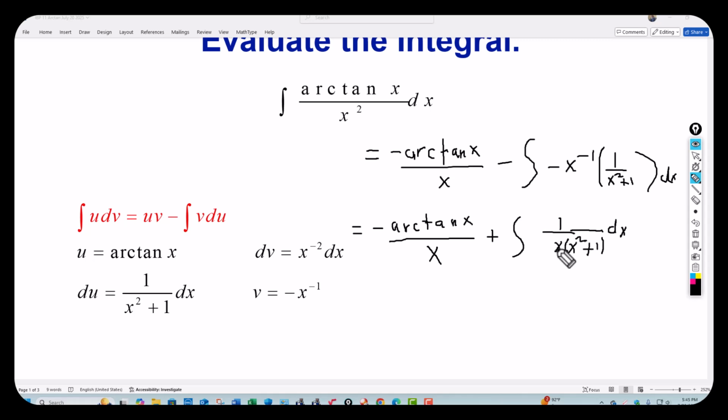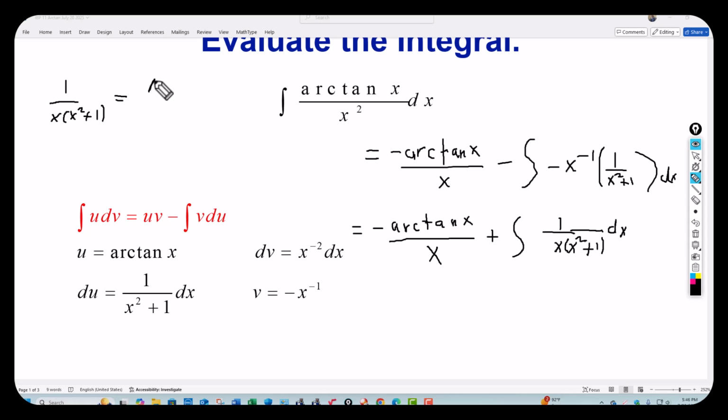So we got 1 over x and multiply by x squared plus 1. So it's a rational expression. So we look at partial fractions here. So let me take this out over here. It's going to be 1 over x. So I'm going to try partial fractions. And this is not too bad here. We have one linear factor, not repeated, and one irreducible quadratic, not repeated.